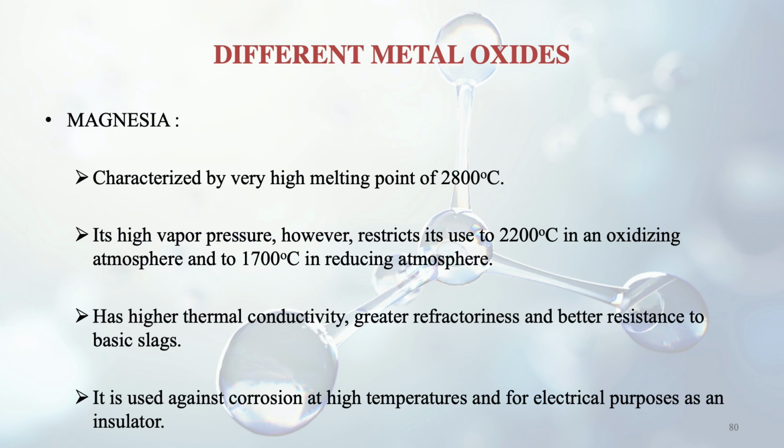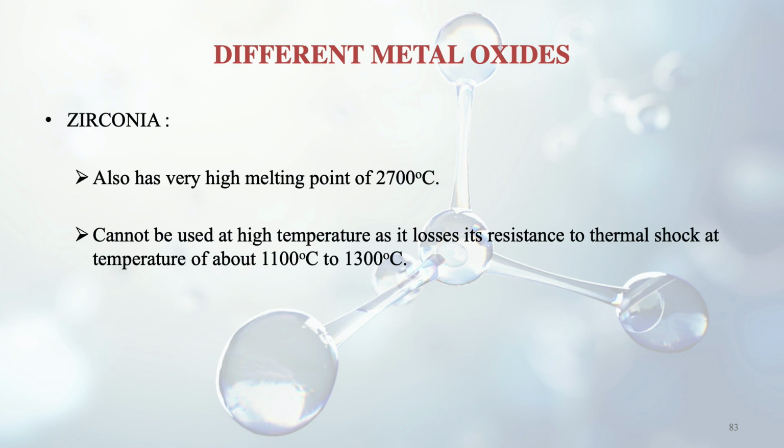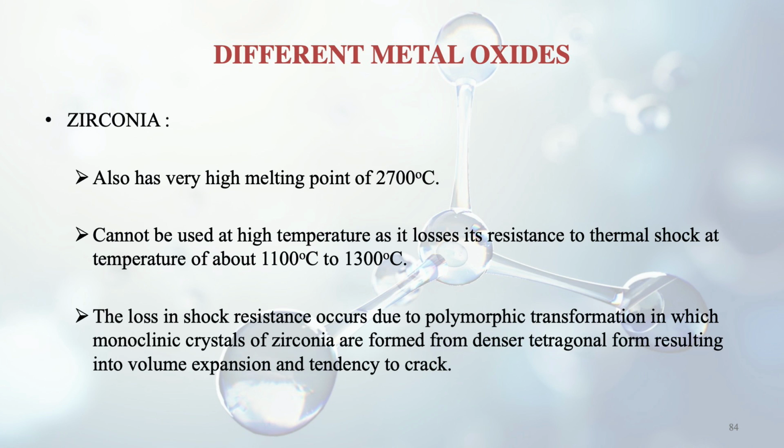Then the next oxide is zirconia. This one also has a very high melting point of 2700 degrees centigrade. So you can see all kinds of oxides which are used for refractory purposes have very high melting points, because otherwise they cannot be used. But zirconia cannot be used at very high temperature. Why? Because it loses its resistance to thermal shock at a temperature of about 1100 to 1300 degrees centigrade. So the thermal shock phenomenon occurs at a lower temperature in the case of zirconia.